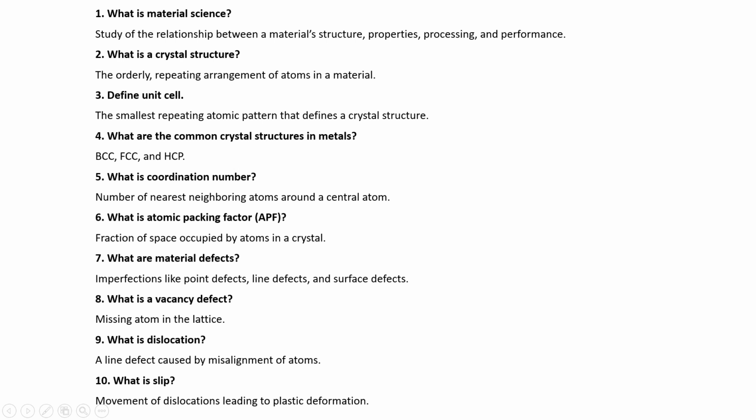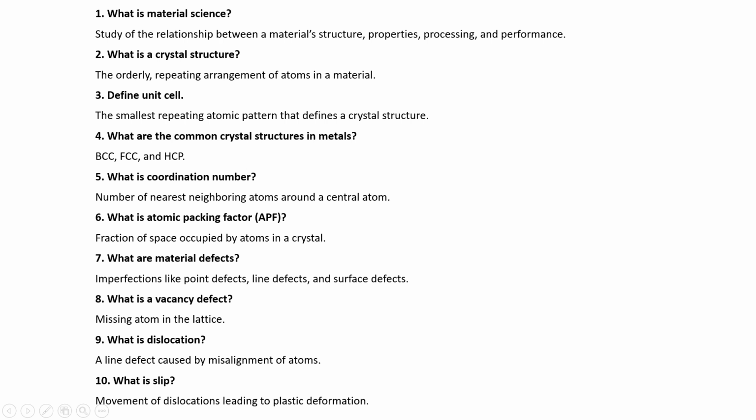1. What is material science? Study of the relationship between a material's structure, properties, processing, and performance. 2. What is a crystal structure? The orderly, repeating arrangement of atoms in a material. 3. Define unit cell. The smallest repeating atomic pattern that defines a crystal structure.